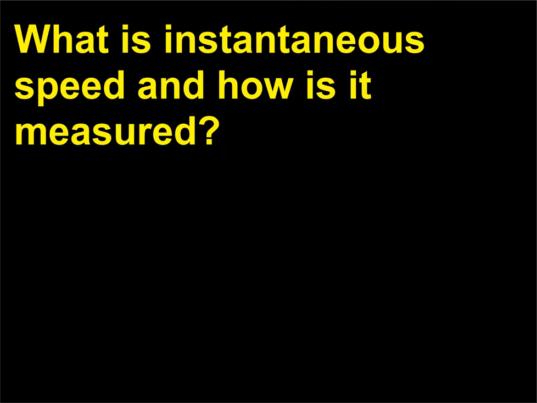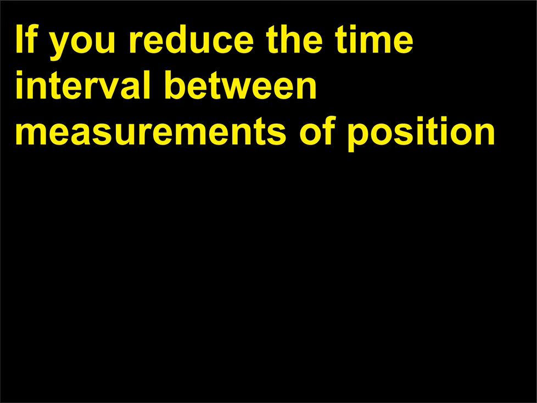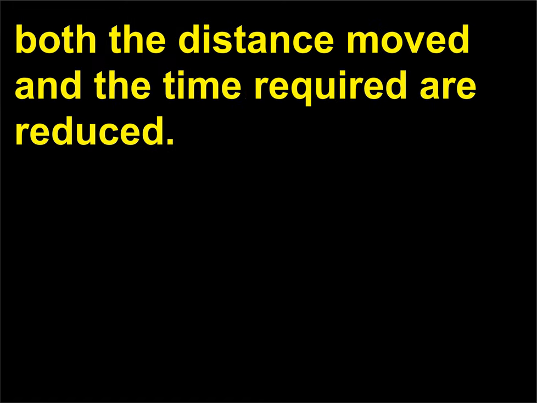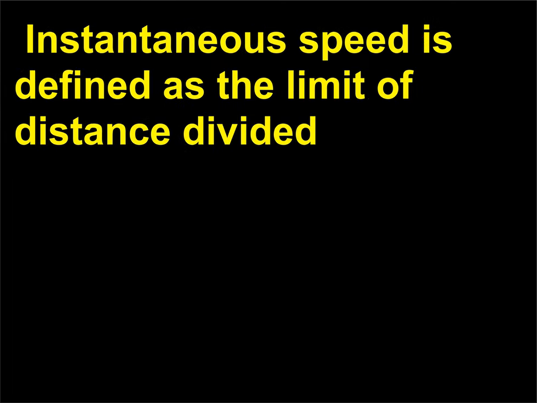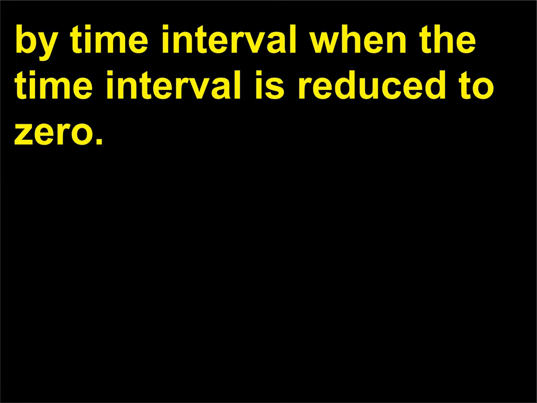What is instantaneous speed and how is it measured? If you reduce the time interval between measurements of position, both the distance moved and the time required are reduced. If the speed is constant, then the ratio of the two does not change. Instantaneous speed is defined as the limit of distance divided by time interval when the time interval is reduced to zero.